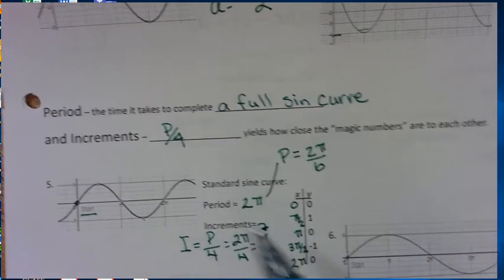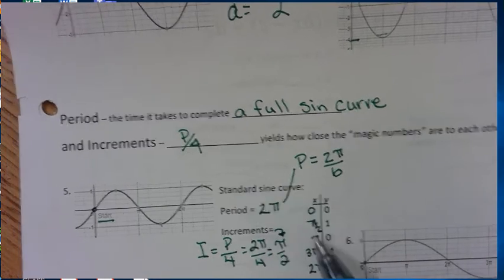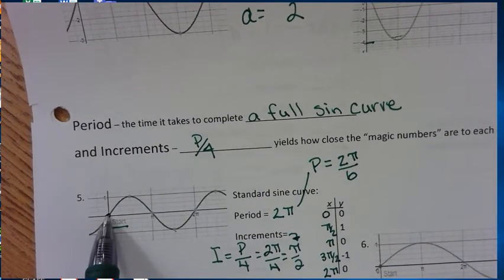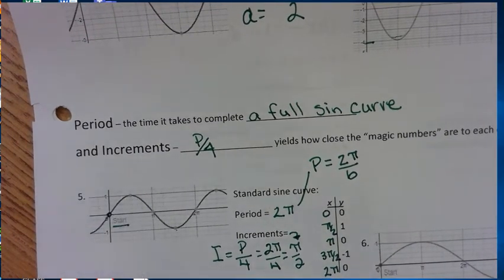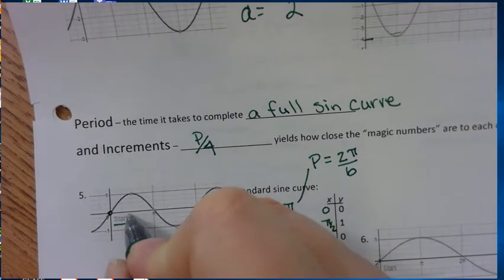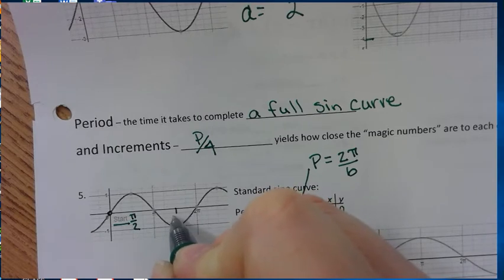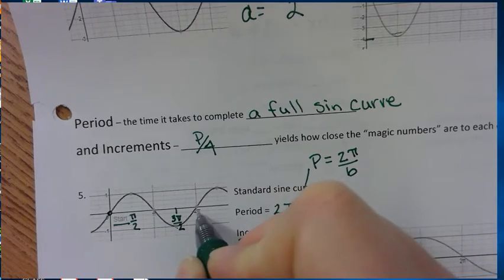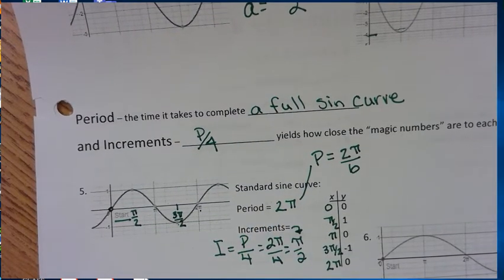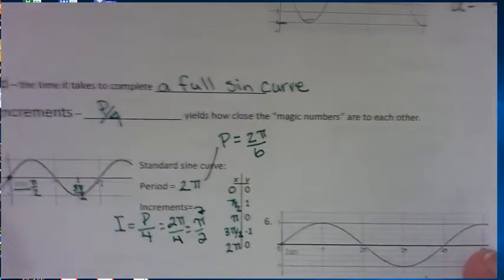And we're done. That's all this is showing you, is that these are the ordered pairs. We started at 0, 0, went to, this is pi right here, so this would represent pi over 2. This line would represent 3 pi over 2, and that's 2 pi right there. All right? Let's go on to the next one.